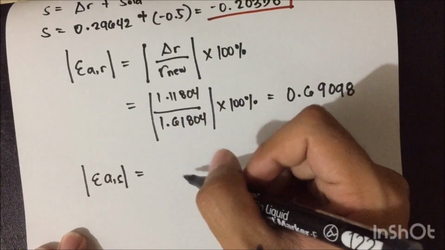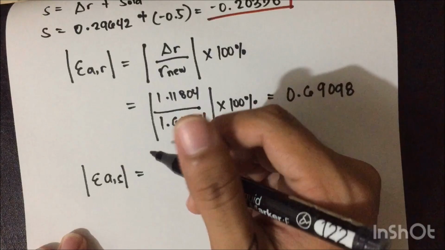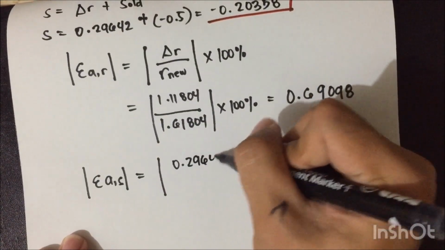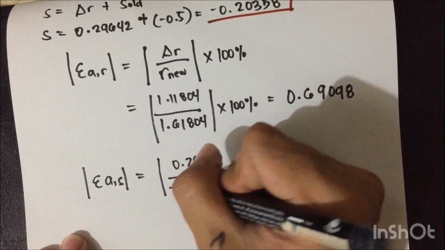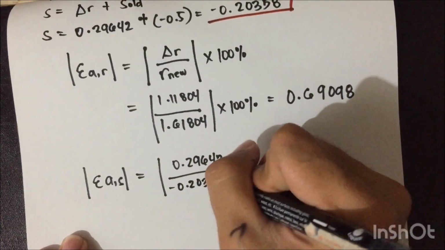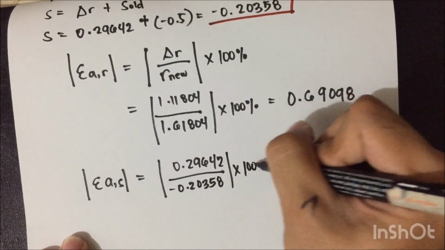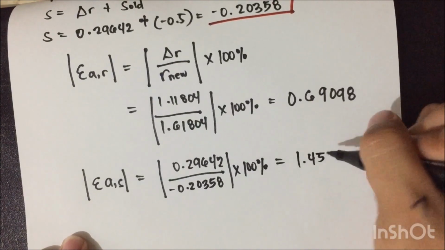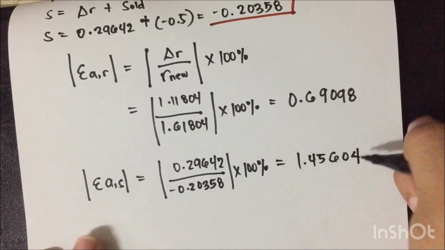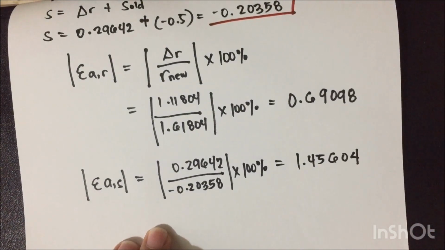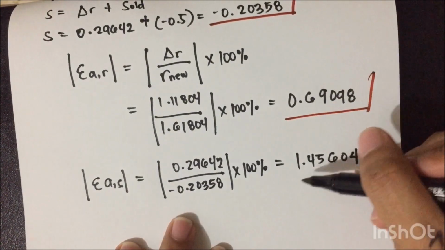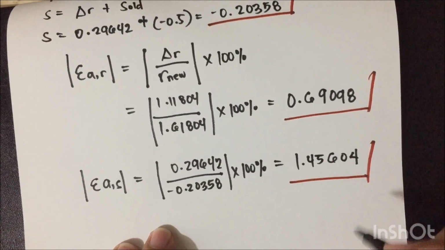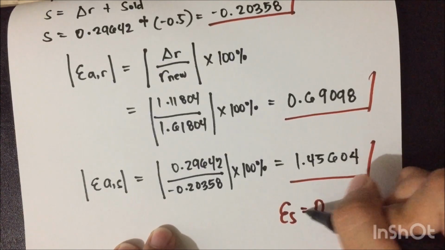Absolute value ng ating delta S at ating bagong S, which is 0.29642 over negative 0.20358 times 100%. Meron tayong value, naging answer na 1.45604. So guys, ito nakita natin, hindi siya nag-less sa ating criterion na 0.01.